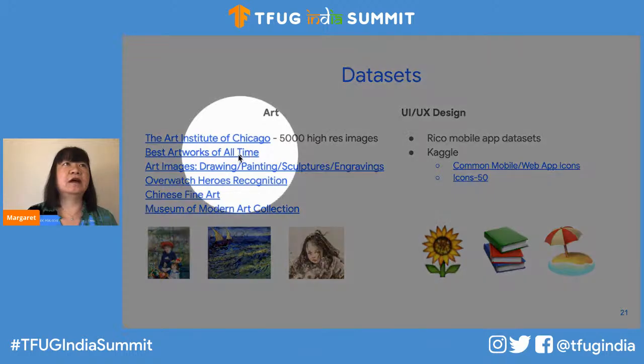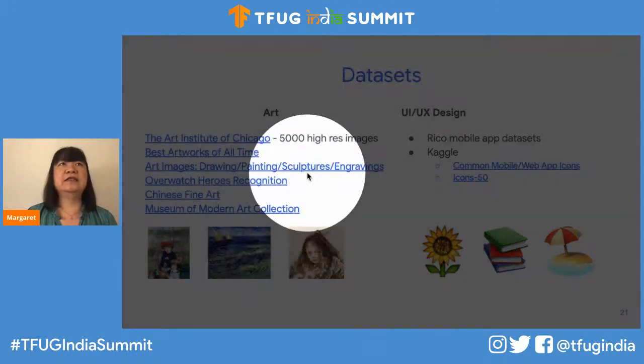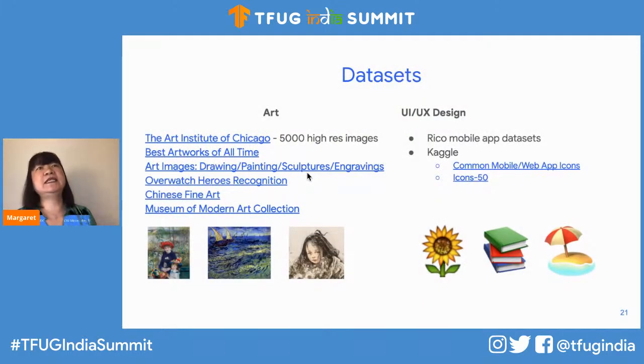And then there's art images, and these have drawings and paintings, sculptures, engravings. You know, when we talk about art, it comes in all kinds of forms. It can be drawing, painting, sculpture, engraving. It can be photos, you know, just different forms. So this data set has these different forms here.